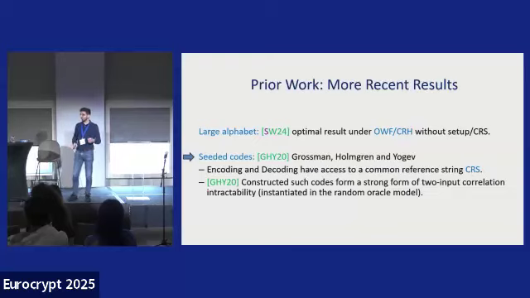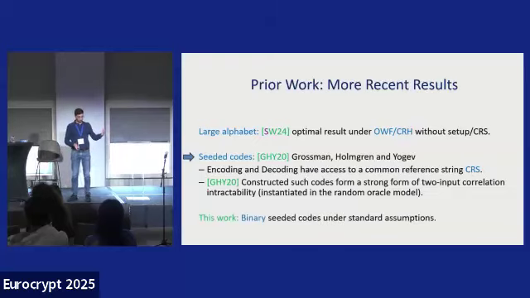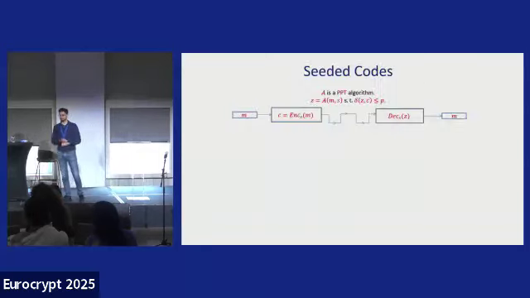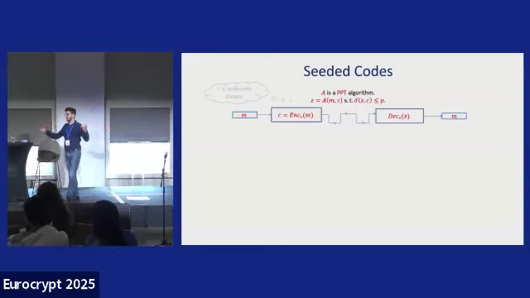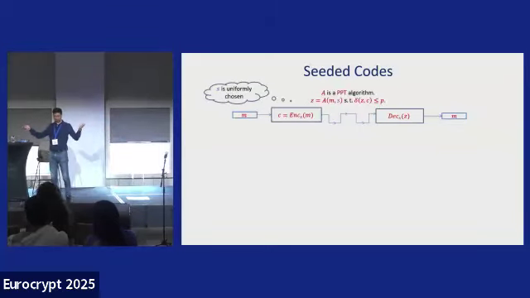Now, this work is going to focus on seeded codes. Specifically, we're going to give binary seeded codes under standard assumptions or better assumptions. Good. So again, let's just be on the same page. What we are considering are encoding and decoding functions. Both of them have access to some random seed. And this random seed is also given to the adversary or anyone else.